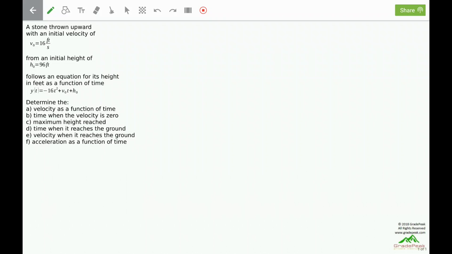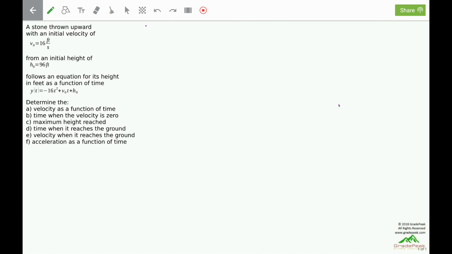A stone thrown upward with initial velocity of v naught equals 16 feet per second from an initial height of h naught equals 96 feet follows an equation for its height in feet as a function of time, y of t equals negative 16t squared plus v naught t plus h naught. Determine the parts A through F.